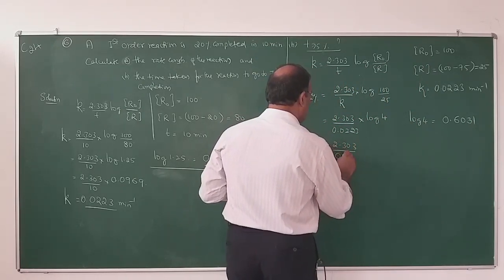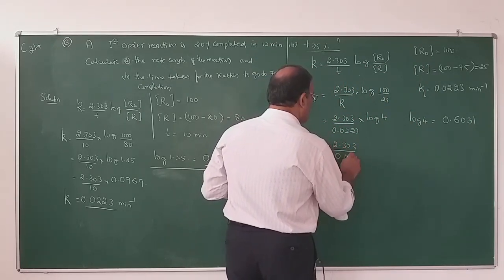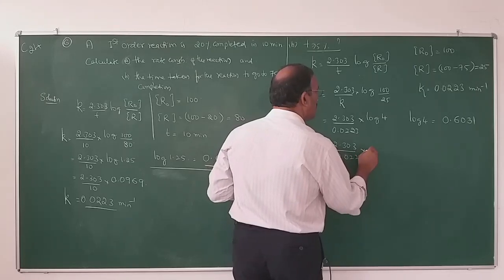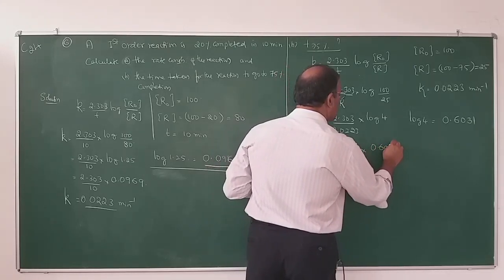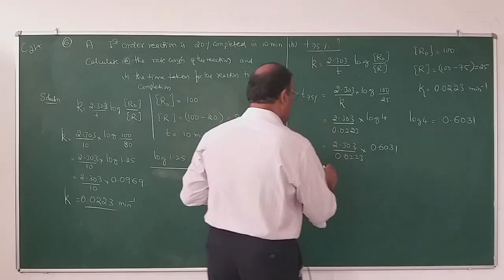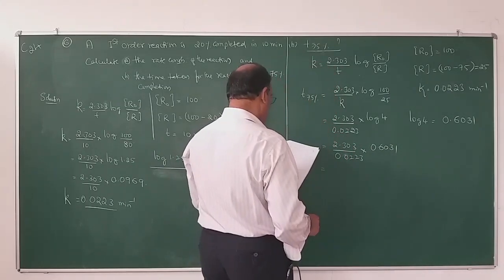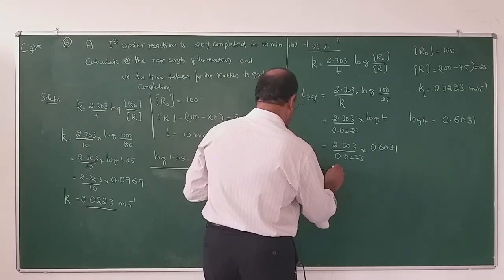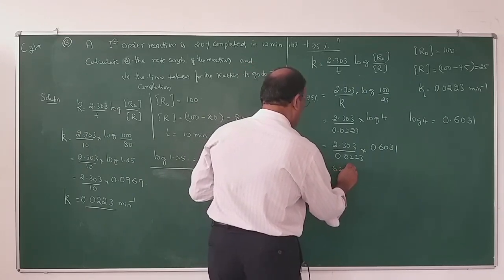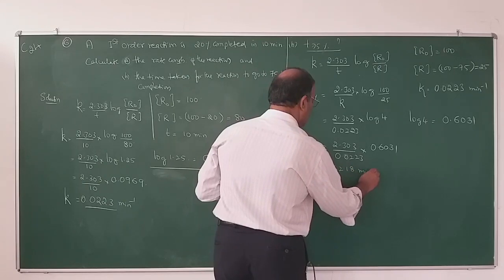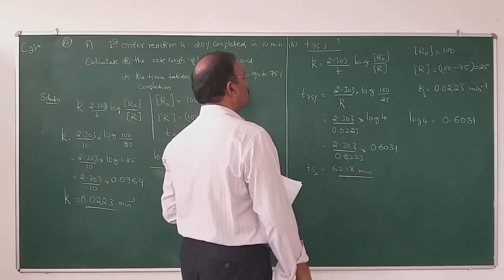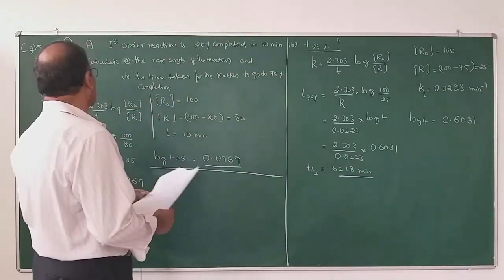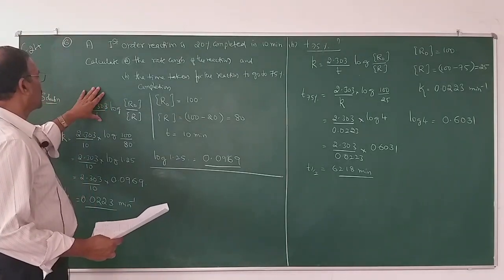2.303 divided by 0.0223 into 0.6031. So on simplification you will get T equals 62.18 minutes. So this is how we can calculate the time using the rate constant.